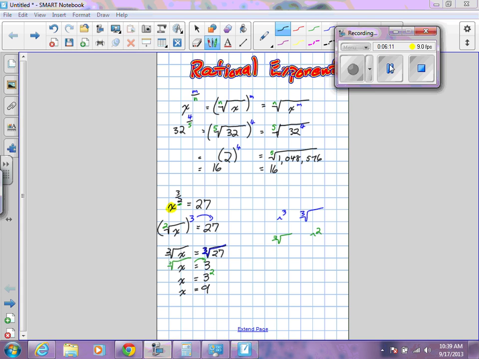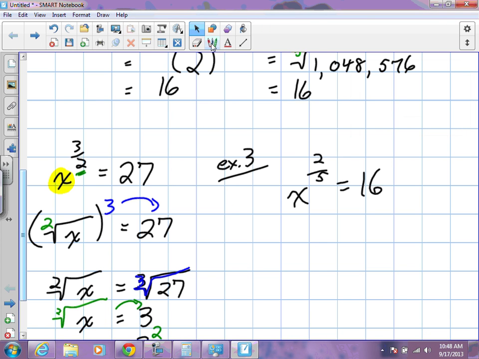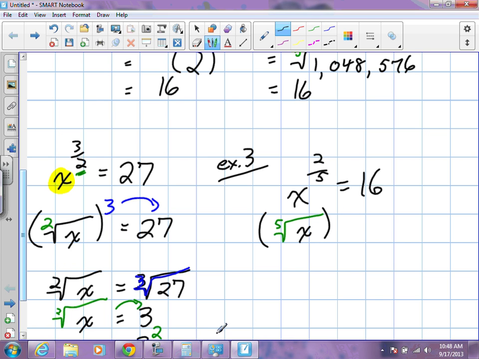Okay, so this question here, we're looking for x again. I want to put this fractional exponent as a root and an exponent. So we know the denominator tells us the root. So this will actually be the fifth root of x, all to the power of 2 in this case.